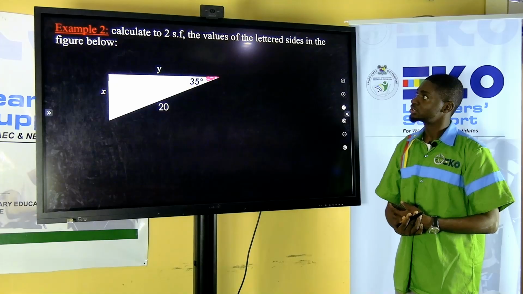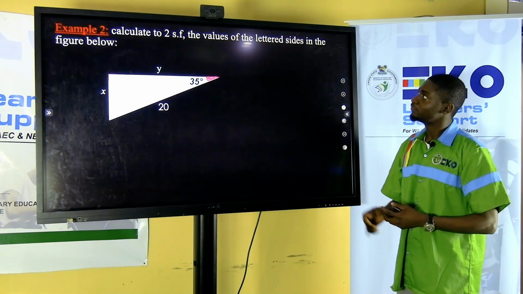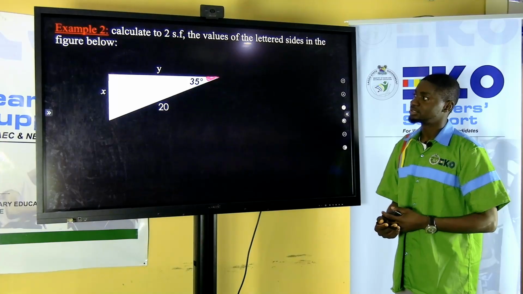Take a few minutes on this. Calculate to two significant figures the value of the lettered sides.